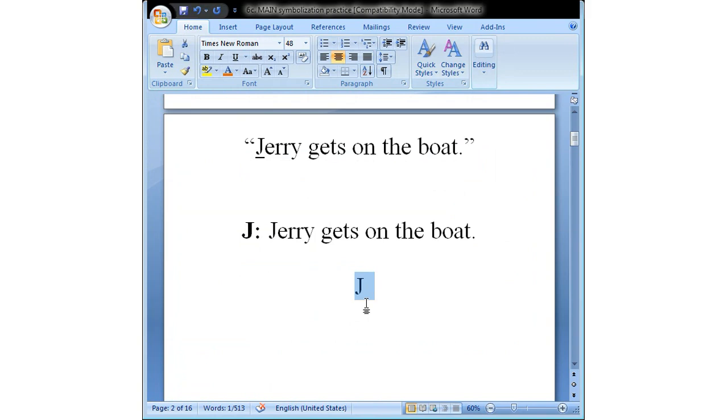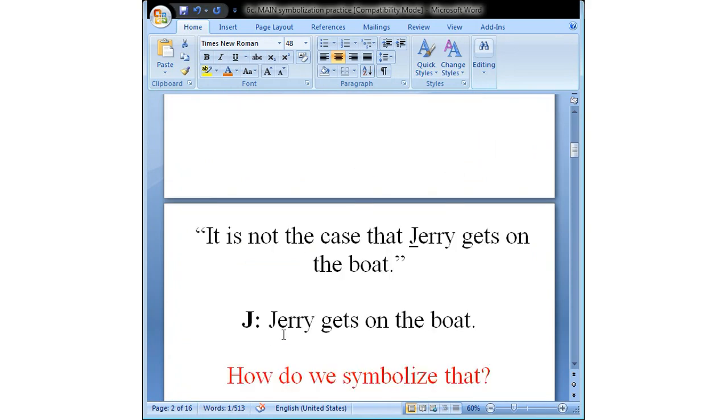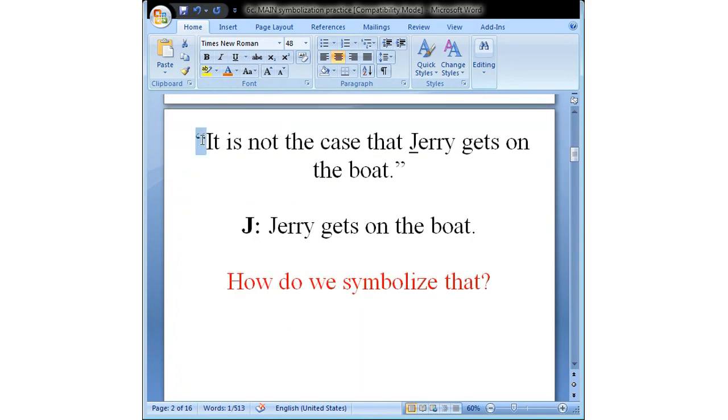And it's good to help ourselves to the technical jargon as well, right? Because it's vital for us. We will really be using it. Okay, so for instance, imagine I have a situation. It is not the case that Jerry gets on the boat. Here's my scheme of abbreviation. J stands for Jerry gets on the boat, right?